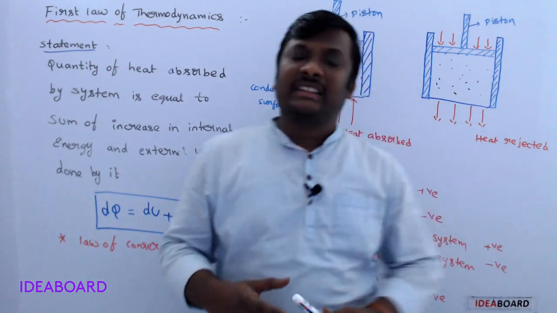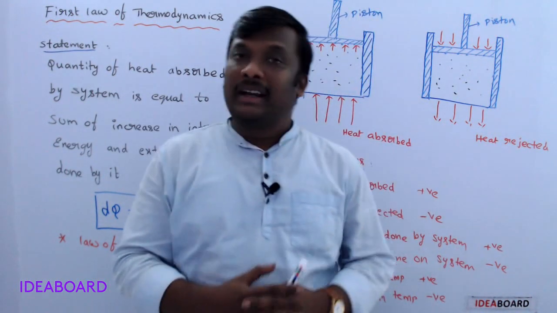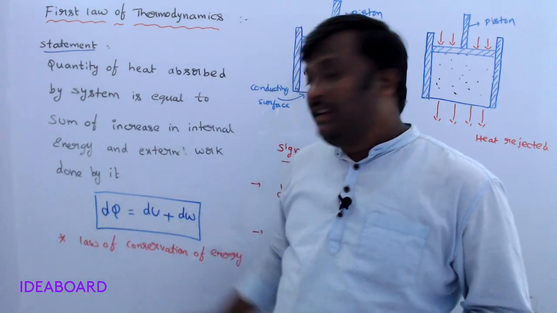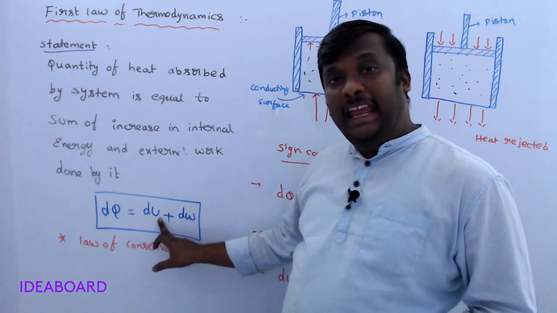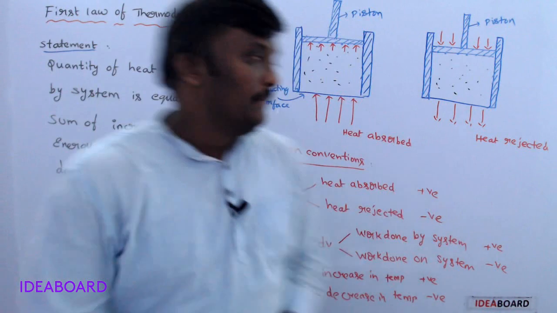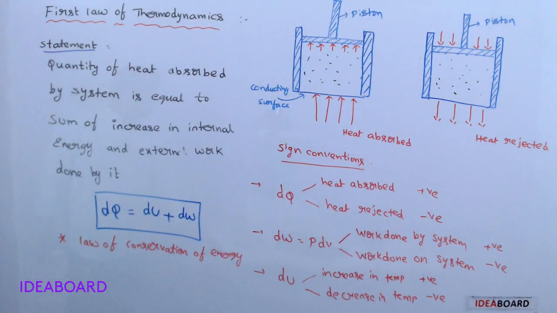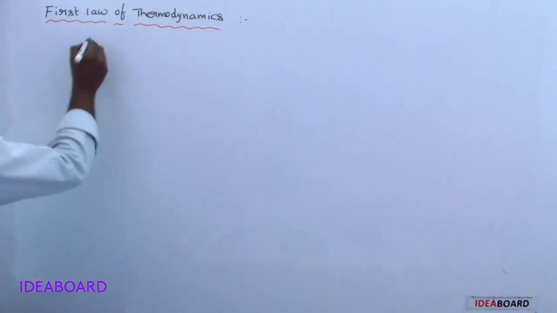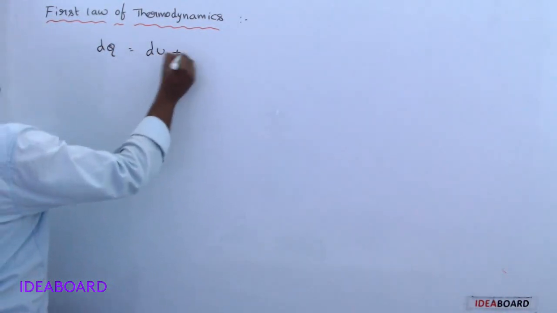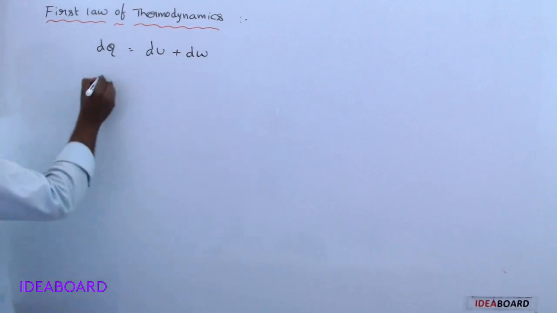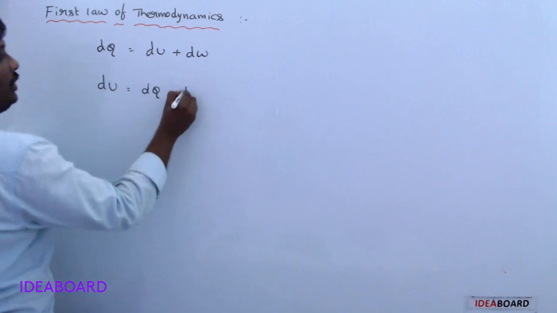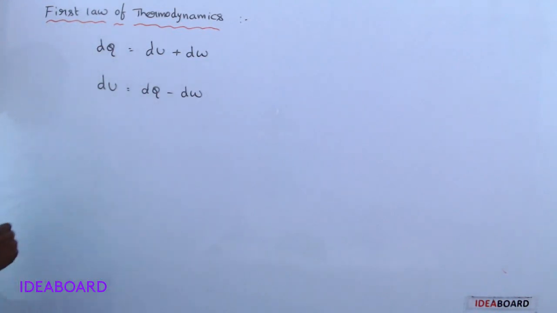Okay, the first law came from the law of conservation of energy. We know energy is neither created nor destroyed, but it can be transferred from one form to another form. Now here heat energy will be utilized to increase the internal energy and also for work done. Clear? Please note it down. Now what is the mathematical expression for the first law of thermodynamics? dq is equal to du plus dw. Now from this can you write du? du is equal to dq minus dw.